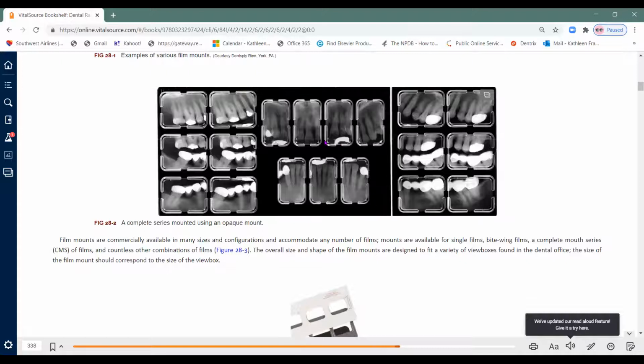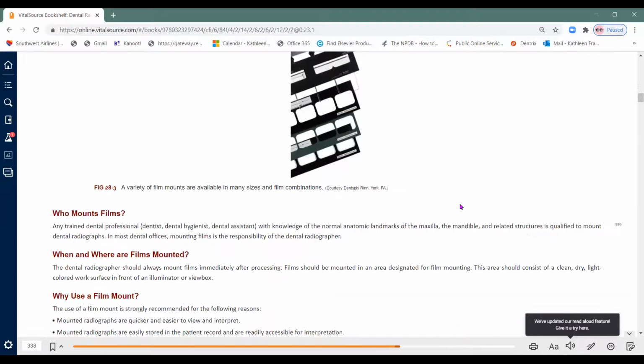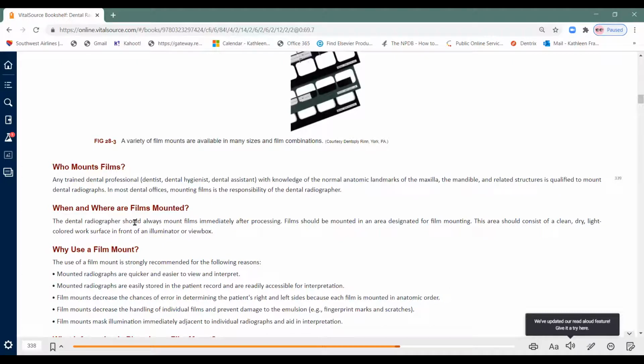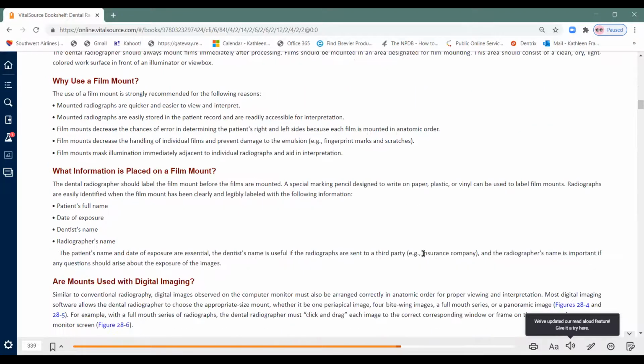Most dentists take 18 x-rays on an FMX. They take 3 anterior, 4 bite wings, and then 6 posterior periapicals. This is all the different types of mounts that you can see there. Where and when are the films mounted? Usually we mount them as soon as we process them. Why do we use a film mount? Because they're quicker and easier to view. They're stored in the patient's record. Nowadays, digitally, they're stored in the computer.